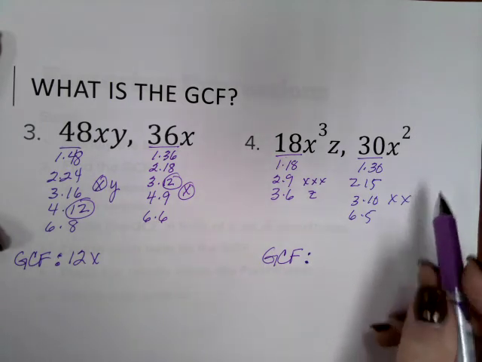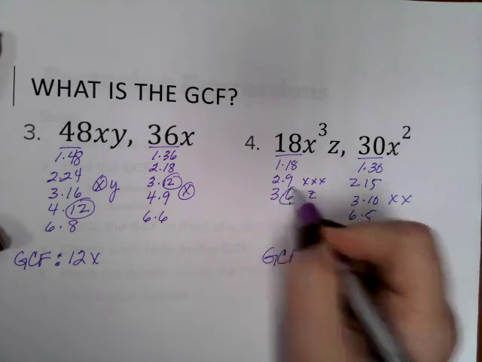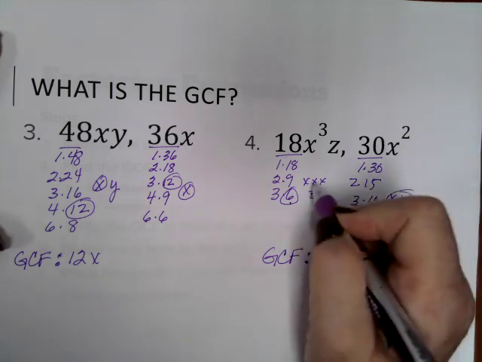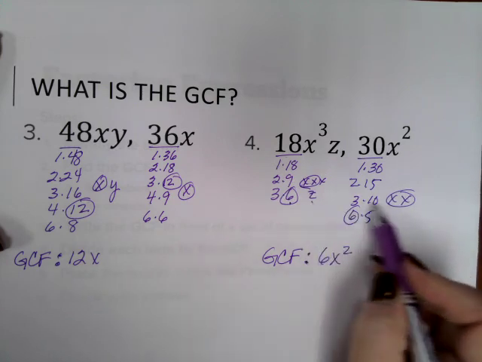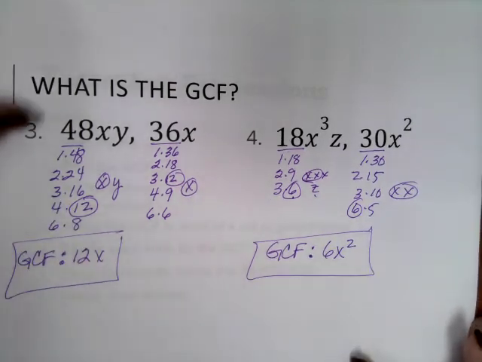Okay, the biggest. I'm looking at 6. Do you see any others? I'm not seeing any others, so I'm going to choose 6. This one has 2 x's. This has 3 x's, so we can at least get 2 x's out of both of them. And this has a z, this doesn't have a z, so this is going to be your GCF.